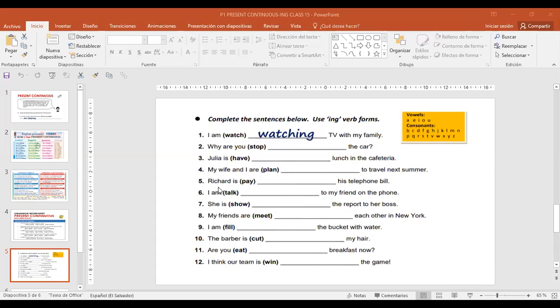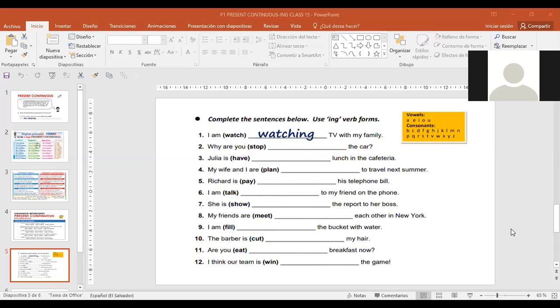Okay, thank you. Number five, volunteer. Who wants to work with number five? Número cinco, voluntario para número cinco. Vamos a ver Héctor Rubio. Would you like to participate, my dear Héctor? Okay. Richard is paying his telephone bill. Did you change something? Puede agregarle la ing. You just added ing. Solo le agregó el ing, ¿verdad? De acuerdo con la regla. Porque termina en y. Y esa era una de las excepciones, ¿verdad? Para no duplicar. Okay. Thank you.